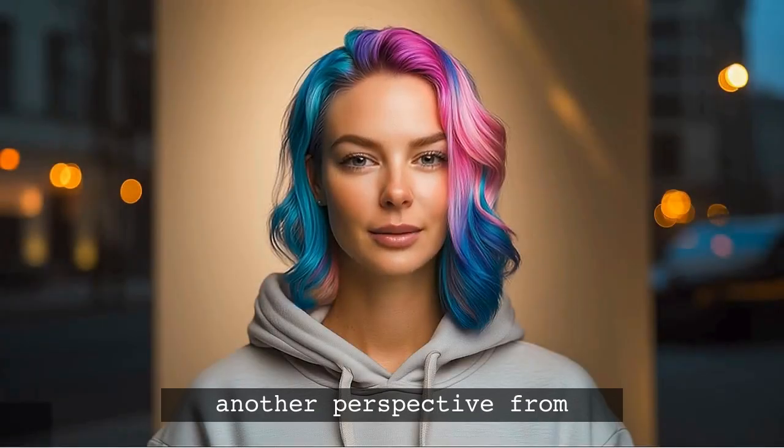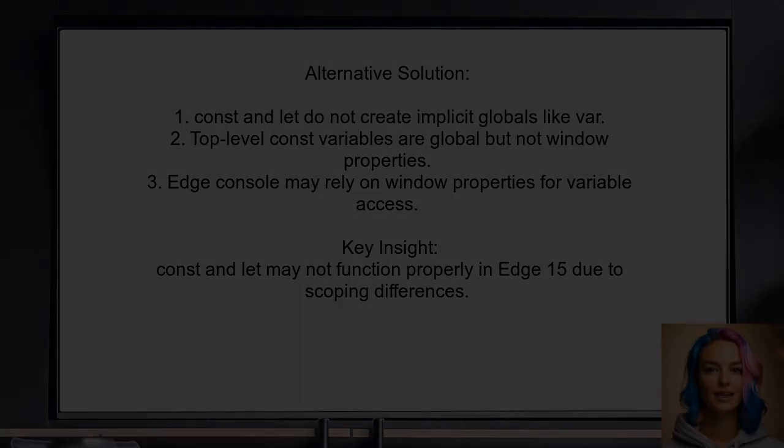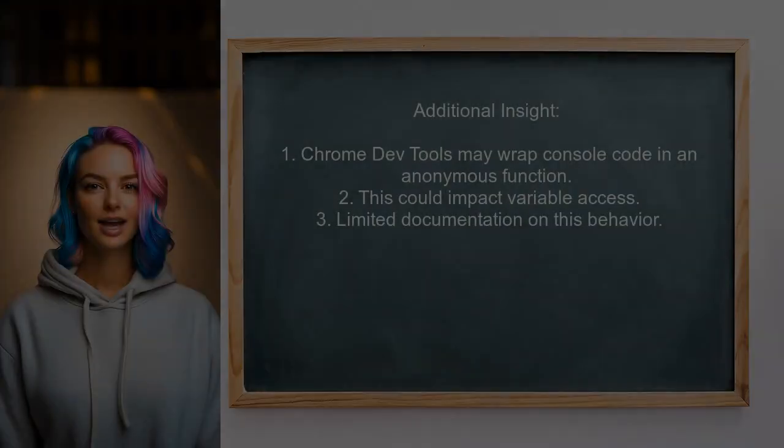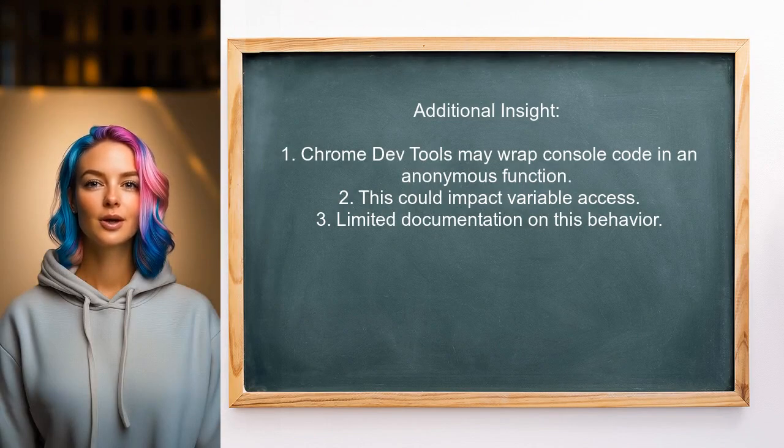Let's check out another perspective from a different user. One user suggests that the issue with const in Edge 15 might be due to how const and let handle variable scoping. Unlike var, they don't create implicit global variables in the same way. This means that while top-level const variables are global, they aren't properties of the window object. If the Edge console relies on that property for accessing variables, const and let won't work as expected. The user also notes that Chrome DevTools might handle console code differently by wrapping it in an anonymous function, which could affect how variables are accessed. However, they mention a lack of documentation on this behavior.